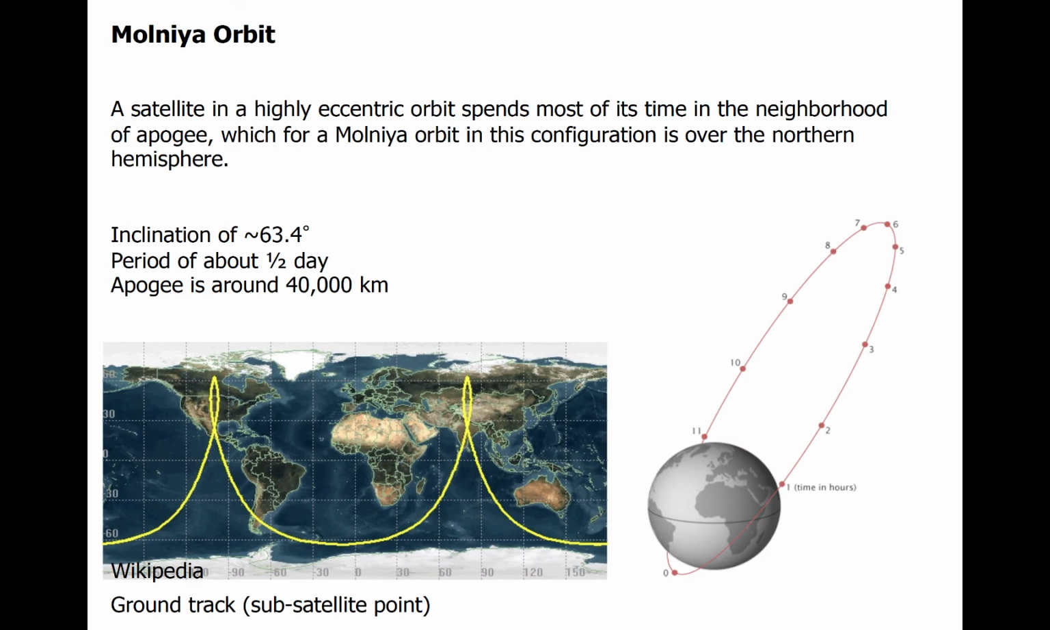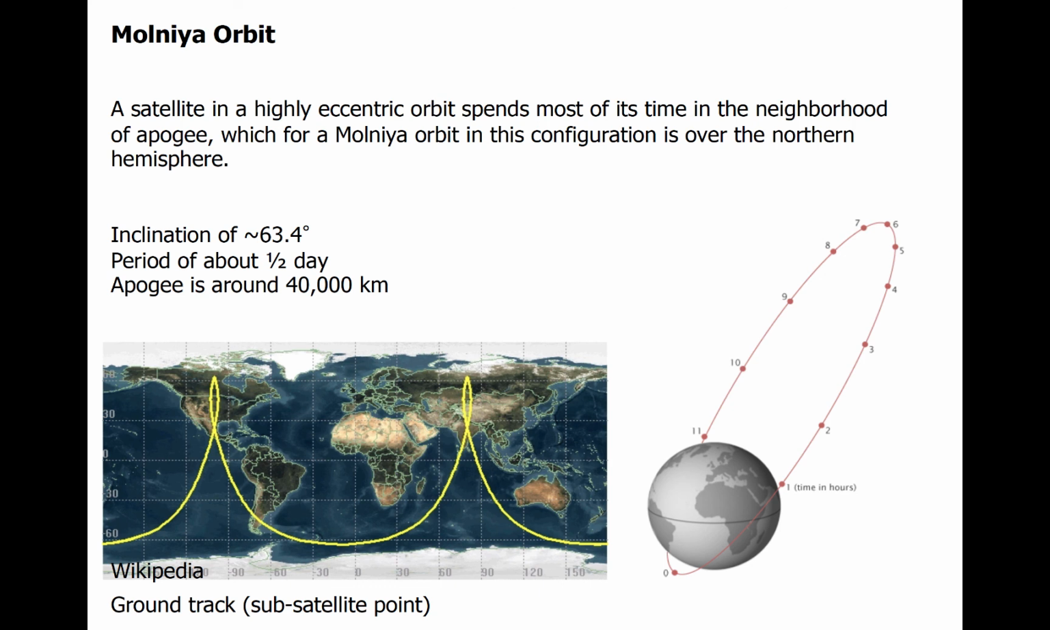Finally, the Molniya orbit is seldom used for Earth science purposes, but is highly useful for viewing or transmitting to or from high latitudes. The orbit, as you can see in the bottom right here, is highly eccentric, and it has an inclination of about 63.4 degrees. The orbital period is about 12 hours, and it has an apogee of nearly 40,000 kilometers, which is comparable to the distance that geostationary orbiters sit at.